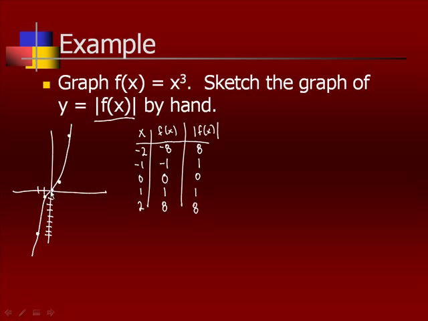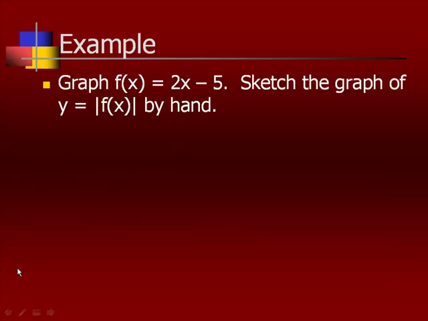So what that does is that takes this portion of the graph, which is down below the x-axis, and it moves it back up here. So if we reflect that one, that's 1, 1. This one would be 2, 8. So it's going to move this portion of the graph back up, which means we would not need the bottom part.